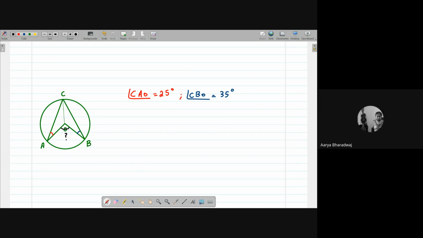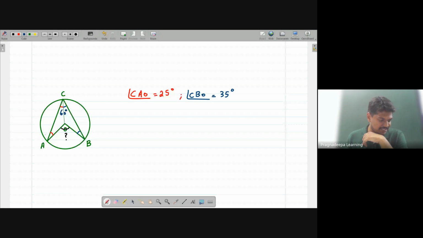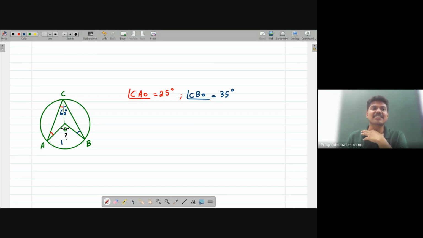Yes, sir. But note that this angle is 25. Why? Because it is an isosceles triangle, correct? Yes, sir. Similarly, this angle is 35. So therefore, what is this angle? Double. It's 60 degree, correct? 60 degree, obviously this will be 120 degree. Yes, because the angle subtended by an arc at the center is double the angle subtended by it on the remaining part of the circle. Last week, I taught this to the 9th standard students.